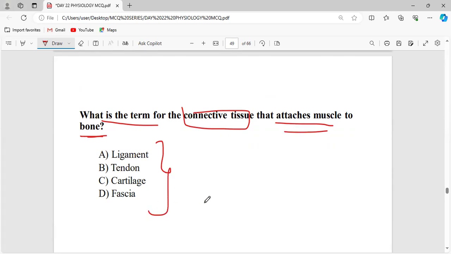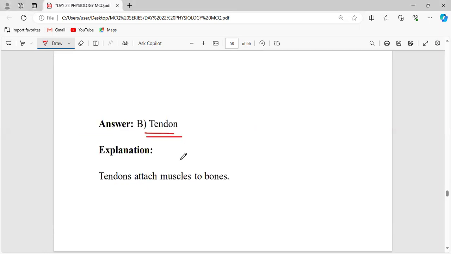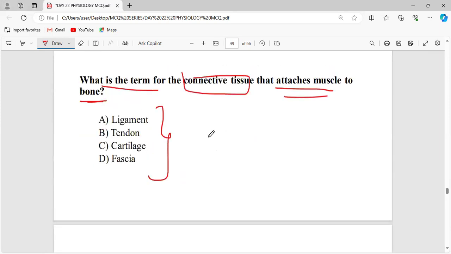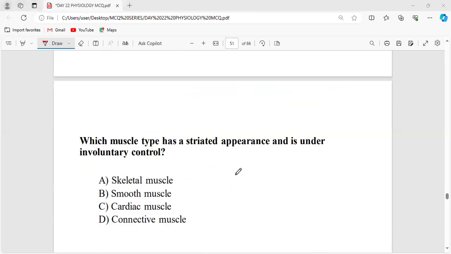Okay. You should know what is ligament and what is tendon. What is the difference between ligament and tendon? If it is attached from a muscle to the bone, then what are you calling it? That will be a tendon. Tendon is the one which attaches the muscle to the bone. And when a bone is attached to another bone, that is done by the ligament. You should know the difference between a ligament and tendon.